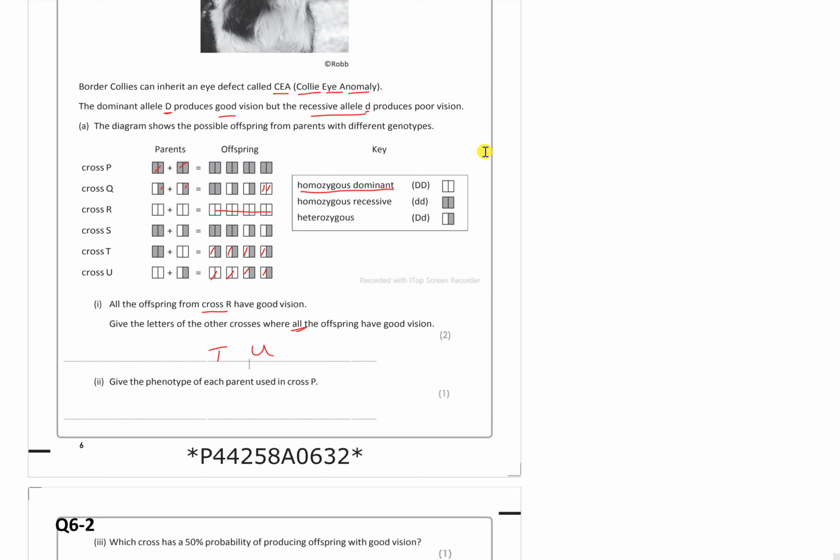Give the phenotype of each parent used in cross P. Right. Because they've both got the recessive gene, they've both got dd, so you're going to end up with poor vision. Because it's recessive, you need both the little d's to have the condition.